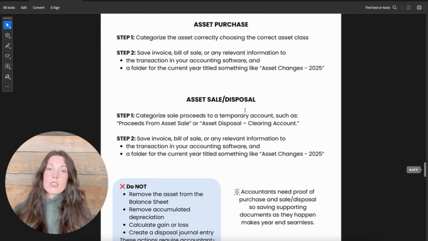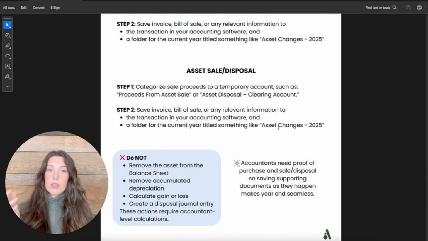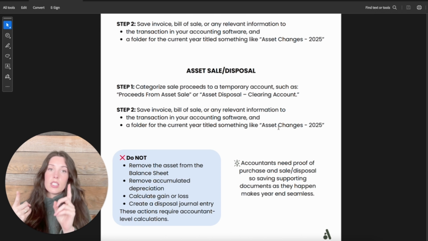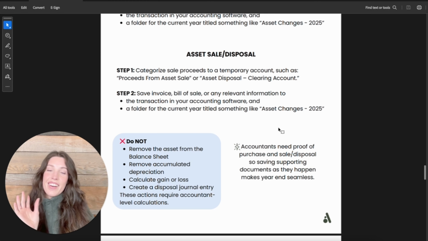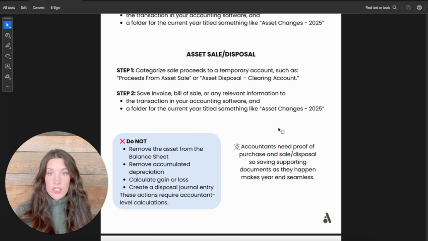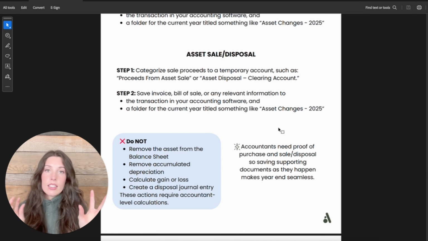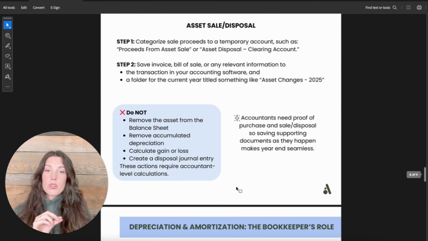Now, when an asset is sold or disposed, you're going to categorize the proceeds of the sale, and then you're going to do the exact same thing. You're going to save the invoice, bill of sale, any relevant information to the transaction itself and in that year-end folder. What you're not going to do is remove the asset from the balance sheet, remove any of the accumulated depreciation, calculate any of the gains or losses on the sale, or create a disposal journal entry.